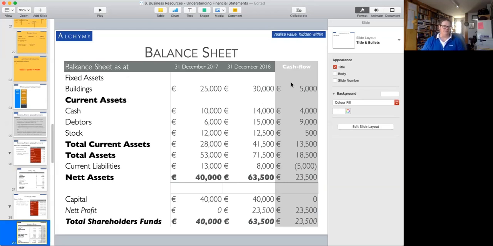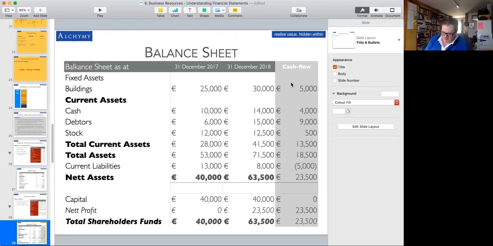So if we were to look at the balance sheet, we could tell from those numbers. We can see the balance sheet at the 31st of December 2018 and the balance sheet at the 31st of December 2019. We can see that buildings have gone up by 5,000. We can see the cash has gone up by 4,000, debt has gone up by 15,000, and so on. So that gives us the picture of the business, okay?